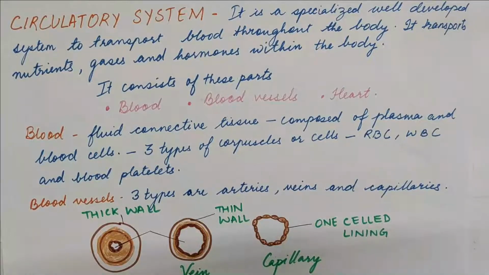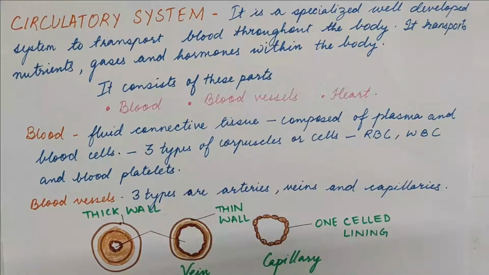Now, when we talk about the circulatory system, you know that it is one of the systems in your body which is specialized to transport blood throughout your body. And in the blood you have different nutrients, gases and hormones which get mixed in the blood and they flow in the different parts of your body through the help of the circulatory system.